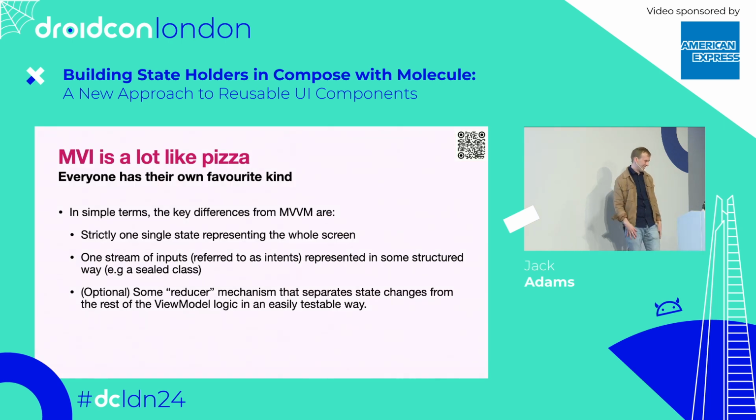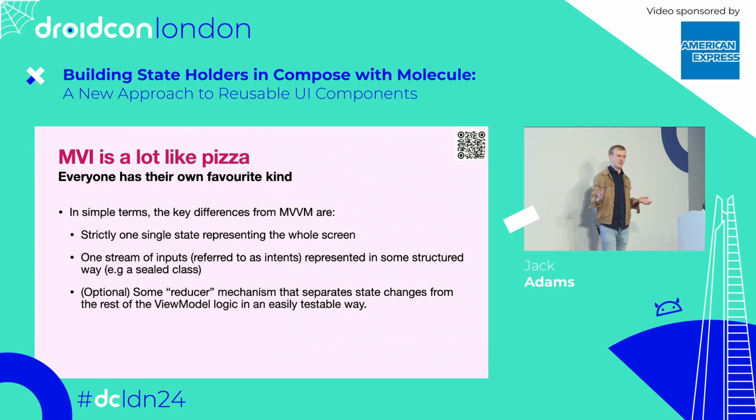So MVI is a lot like pizza. If you speak to different people, they're going to give you a different recipe, right? Some people like thin base, some people like thick base, some people like pineapple, like me. Some people think that's a sin. But there's really three things that make MVI different from MVVM. In MVVM, you can have many states if you want to, although you don't have to. In MVI, there's strictly one state for your whole screen. And secondly, in MVI, there's one stream of inputs, so a single place where all of your user inputs are coming into your view model.